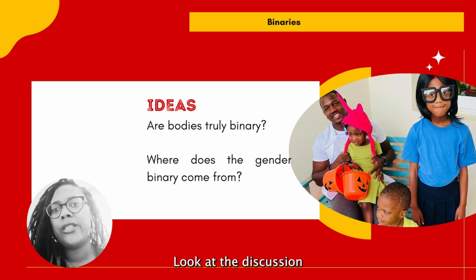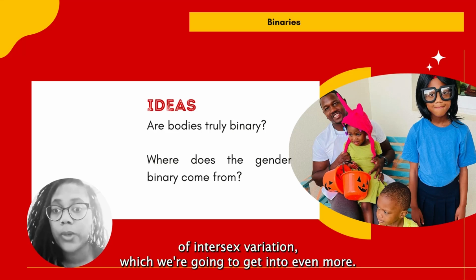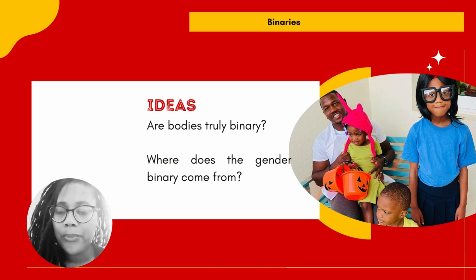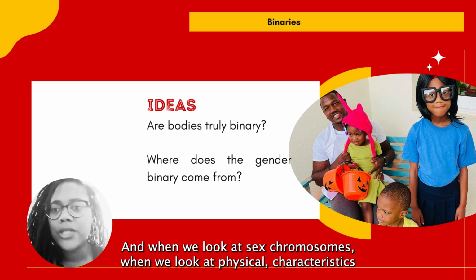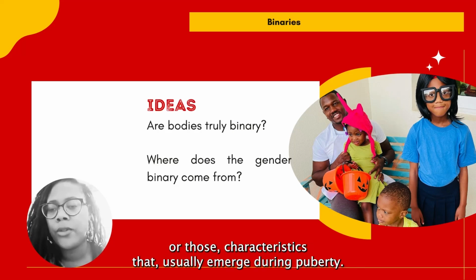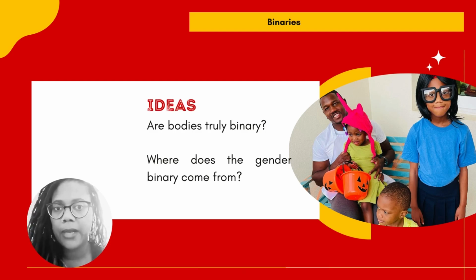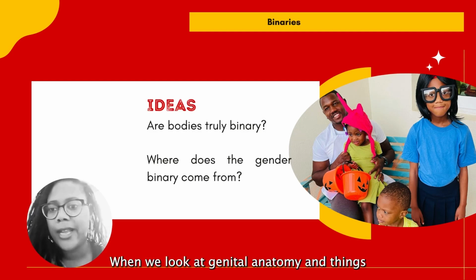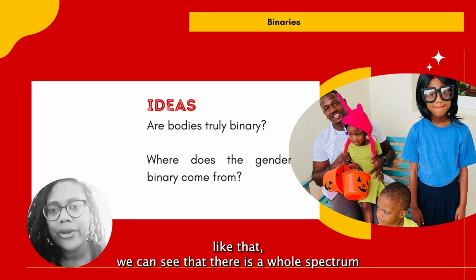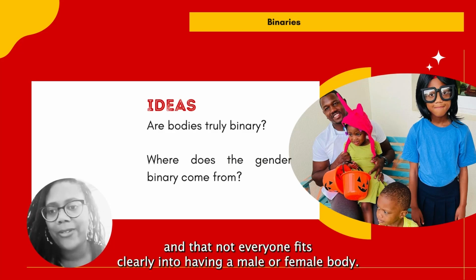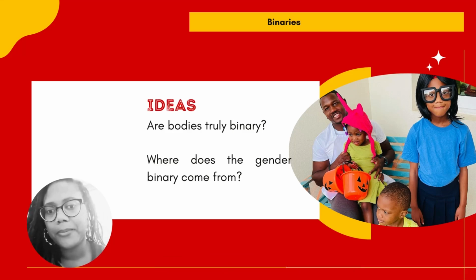Look at the discussion of intersex variation, which we're going to get into even more. When we look at sex chromosomes, physical characteristics, or those characteristics that usually emerge during puberty, when we look at genital anatomy and things like that, we can see that there is a whole spectrum, and that not everyone fits clearly into having a male or female body.